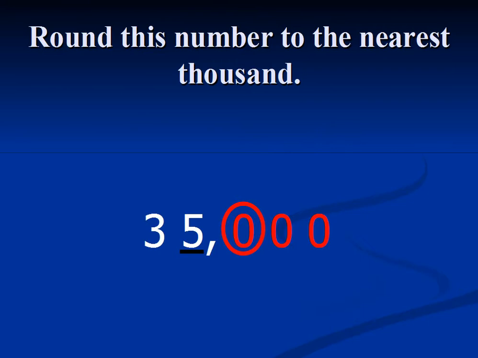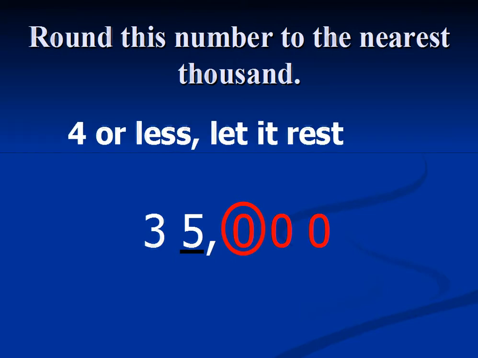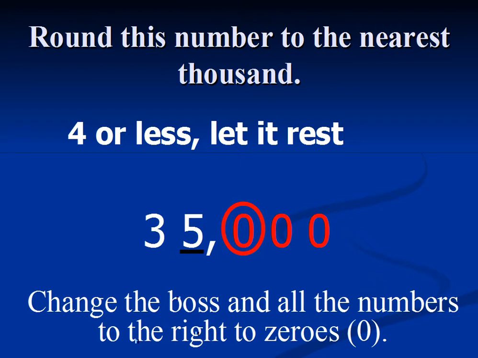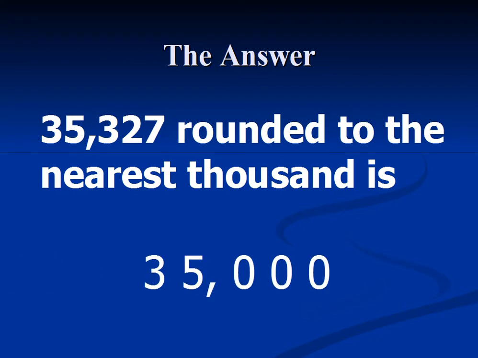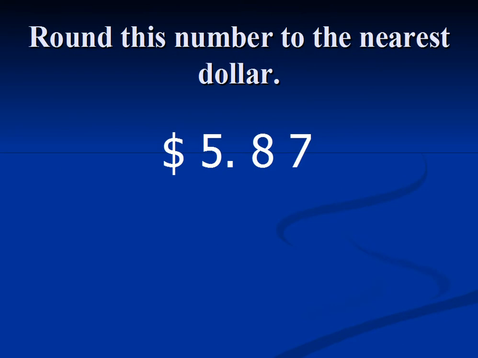If it is 4 or less, then you're going to let it rest, and the boss is out of a job. He becomes a 0, and everything to the right becomes a 0, and you are done. So 4 or less, we let it rest. Change the boss and all the numbers to the right to a 0. So 35,327 rounded to the nearest thousand is 35,000.